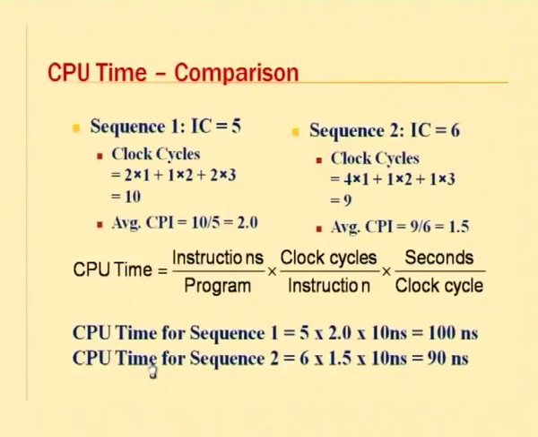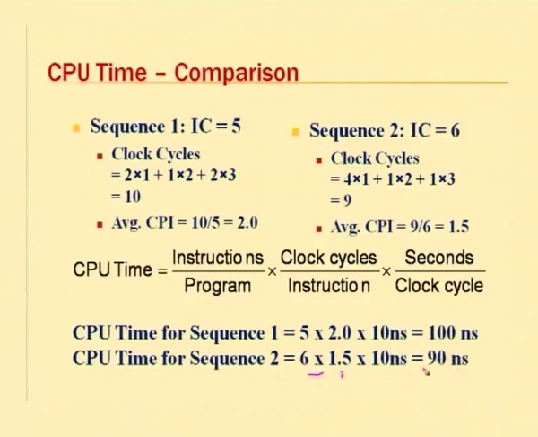So in this previous example that we looked at just now, I am just giving you a summary of the same thing again. For sequence 1, we got an IC of 5 and an average CPI of 2.0, and for sequence 2, an IC of 6 and an average CPI of 1.5. Now compare the CPU time of these two, using the same formula: instructions per program into clock cycles per instruction into seconds per clock cycle. Sequence 1 takes 5 into 2.0 into 10 nanoseconds, which is 100 nanoseconds. Sequence 2 takes 6 instructions into 1.5 CPI into 10 nanoseconds clock cycle time, so it takes up 90 nanoseconds.